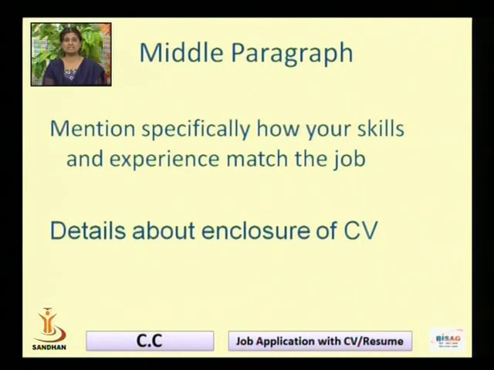Then moving to the middle paragraph. This paragraph should mention specifically how your skills and experience match with the job. This is basically very, very important. And here, in fact, you tell them that all the details of your career, of your education, of your experience have been enclosed in the given CV. So this is a very important paragraph, and you can also write what you are not going to state in the CV here. So the middle paragraph becomes important.